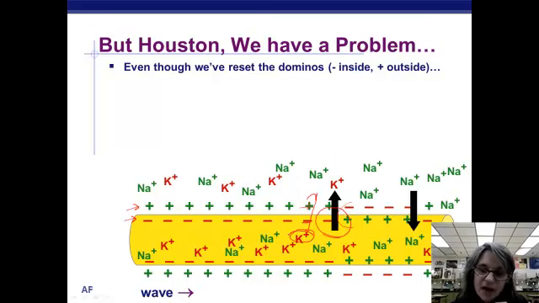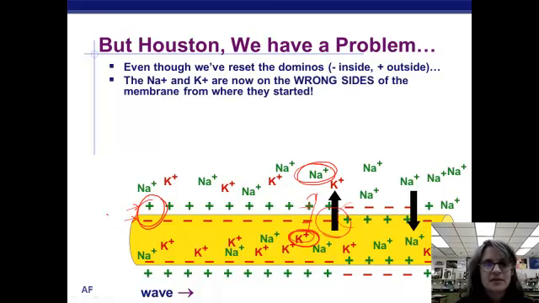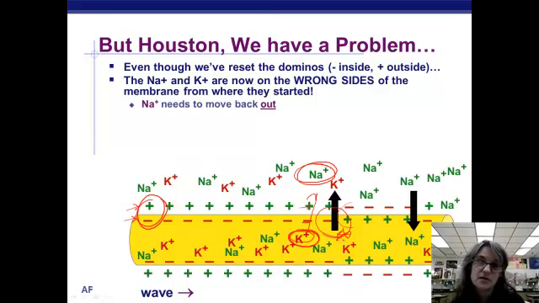We started with lots of positive potassiums on the inside and lots of positive sodiums on the outside. And we're flip-flopping that. Even though our positive negative is back in the right place, our sodiums and potassiums are flip-flopped. And so this neuron cannot fire until that is fixed. Okay? The sodiums and potassiums are on the wrong sides. We were able to prevent the charge from going backwards by doing that, but we still can't fire this neuron again until we fix them and put the sodiums and potassiums on the right sides.